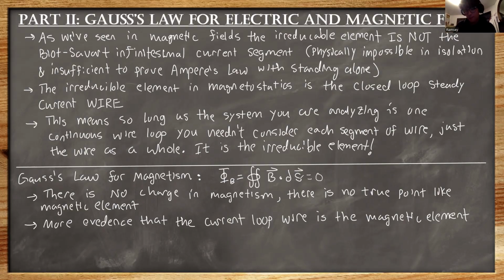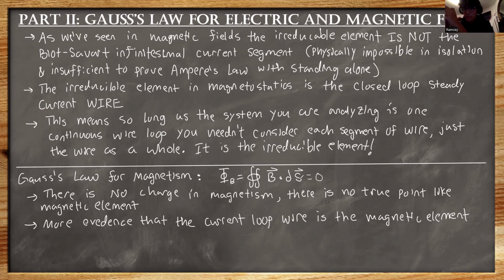Not only that, but Gauss's law for magnetism proves it even further. Because Gauss's law for magnetism says that the flux through an enclosed surface is always 0. This means that there is no north pole separate from a south pole. There is no south pole of a magnet separate from a north pole. They come in pairs. You cannot have one without the other.